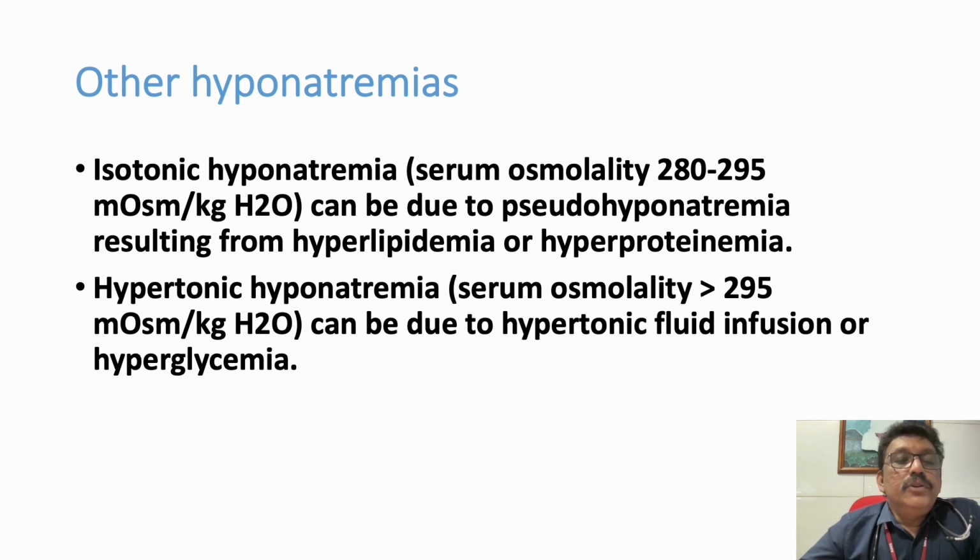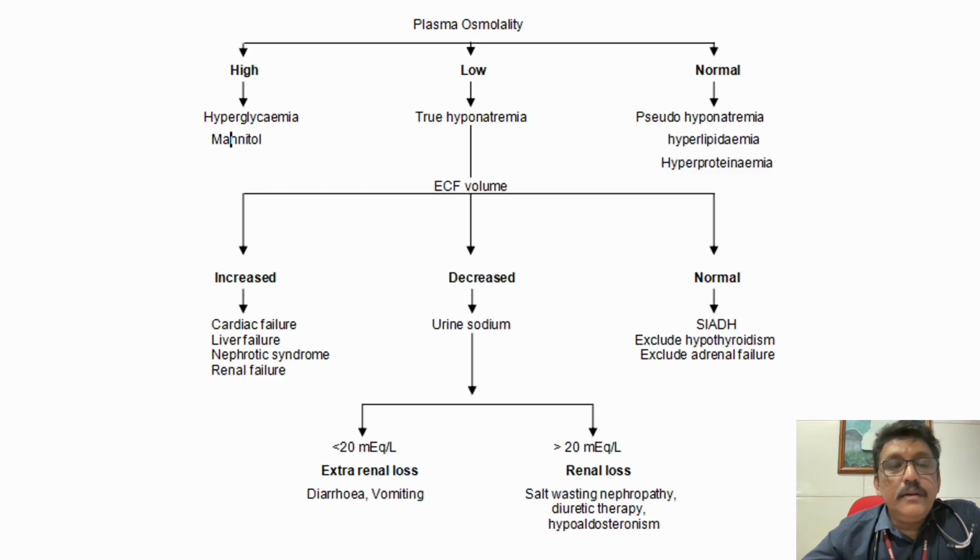Again, isotonic hyponatremia and hypertonic hyponatremia, we already saw that. We will not be discussing that here now. You can see here plasma osmolality low means true hyponatremia. In that again we have to see the ECF volume. If it is increased, then all failures come into picture. If it is decreased, it means urinary loss of water and sodium. Again you can see whether the patient is having increased urinary sodium loss. If it is increased sodium loss more than 20 milliequivalents, it is salt wasting nephropathy, diuretic therapy, or hypoaldosteronism.